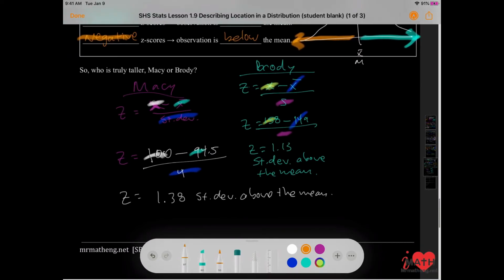All right, what does this mean? Which one has a greater standard deviation? Which one has a higher z-score? Relatively, now we're comparing apples to apples. Relatively speaking, Macy is taller. Again, you're not thinking of just a 12-year-old compared to a 3-year-old, but Macy compared to 3-year-olds is taller than most 3-year-olds, versus Brody, who is taller than most 12-year-olds. So if you compare it, Macy is actually taller.